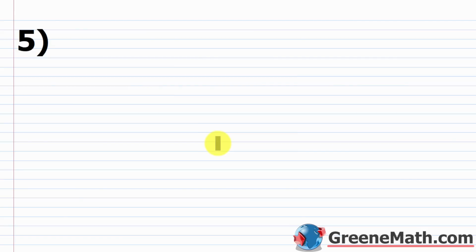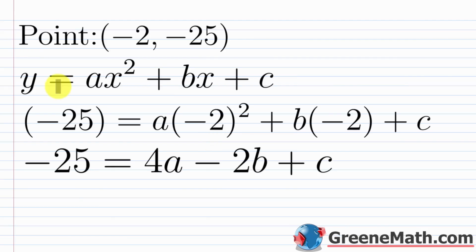All right, for problem number 5, we're once again given the model y equals ax squared plus bx plus c. The first point is -2 comma -25. So -2 is the x value. That's going right there and right there. That's going to correspond to being right there and right there. And then we have this -25 for the y value, so that's going to go right there. So this becomes -25 is equal to 4a minus 2b plus c.